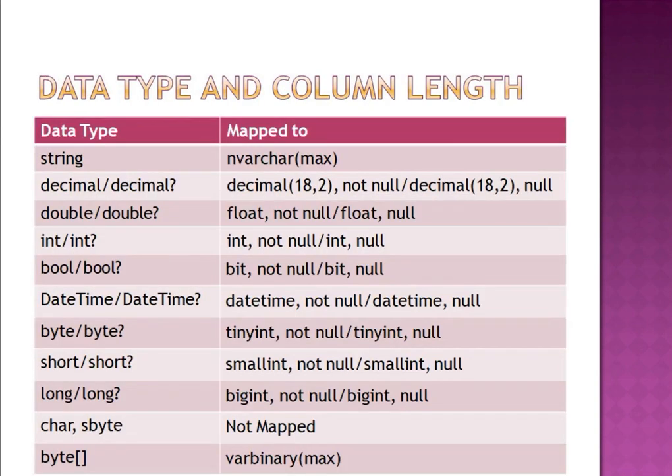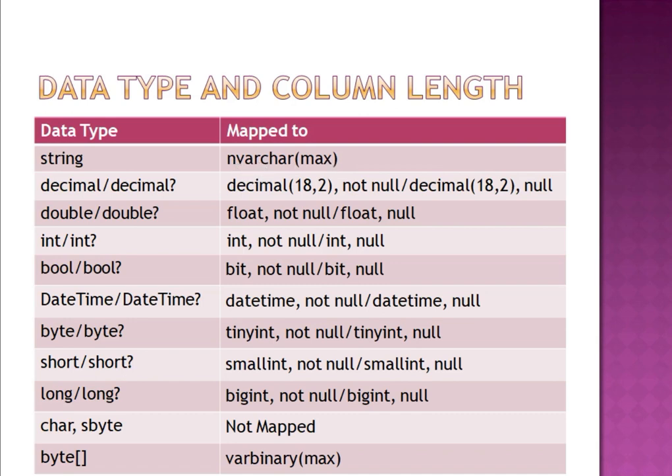Now let us understand data type mapping and column length. While creating classes and defining properties, we use C# data types, or more generally, .NET data types. Now how will that .NET data type be mapped in the database? Suppose your property is of type string. It will be considered as nvarchar(max) in your SQL Server. I am particularly taking the example of SQL Server, so in SQL Server it will be mapped as nvarchar(max).